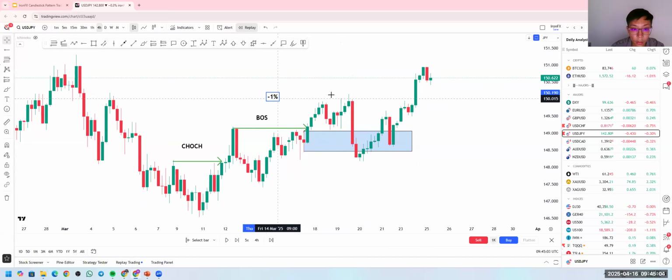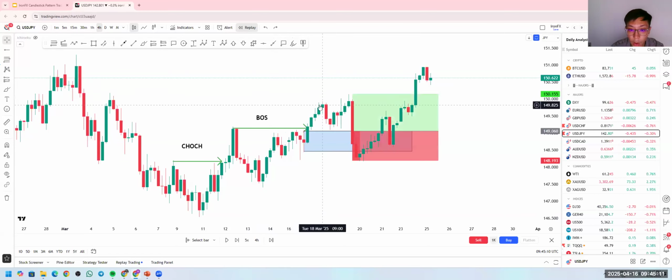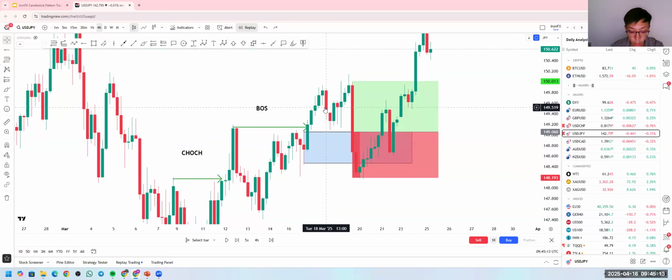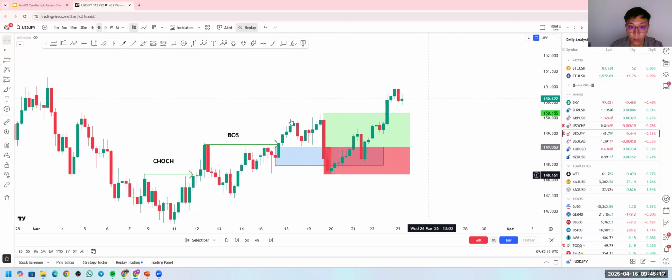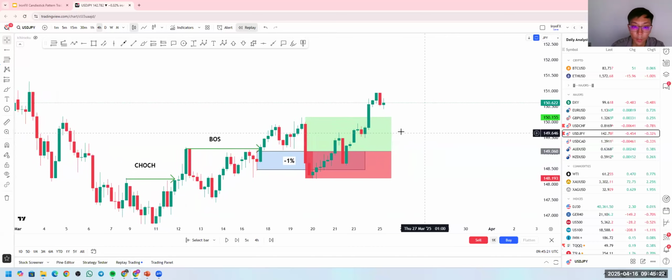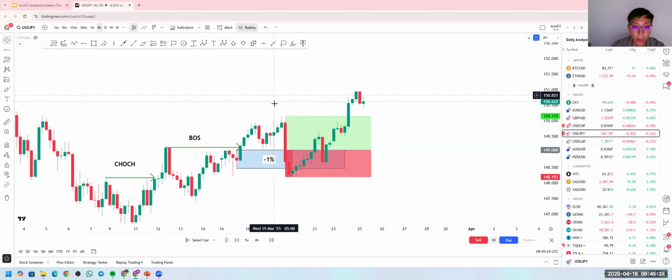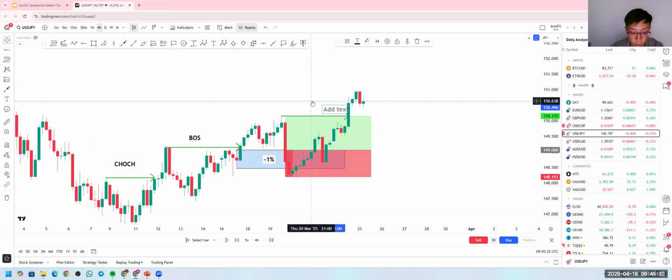So right here, let me keep this here. You guys will be able to see realistically, minus 1%. So right here again, we have a BOS, a break of structure. So this is how you keep practicing. All right, then what's next?